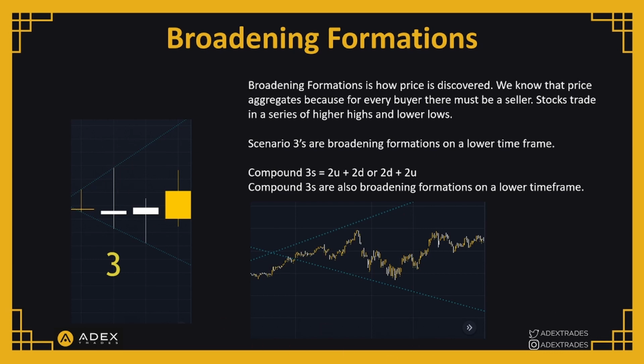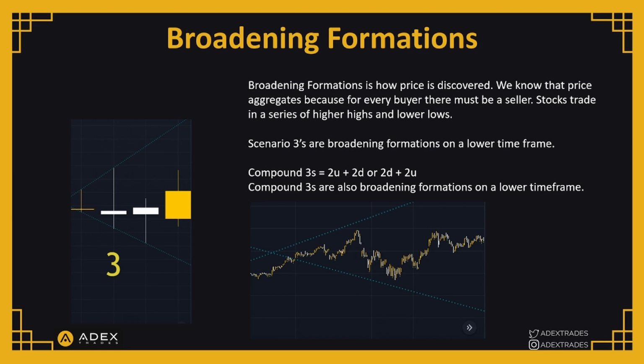I'm gonna mark it real quick so you can see. So this right here is a broadening formation on a lower time frame. If this is the 4-hour chart and this is the 10-minute chart, that 3 that you see right here is literally this right here. That's that 3. So when we connect broadening formations, when this high is connected to this high, this low is connected to this low, that's the same thing as this being connected to that, and then this being connected to that. Hopefully that makes sense.